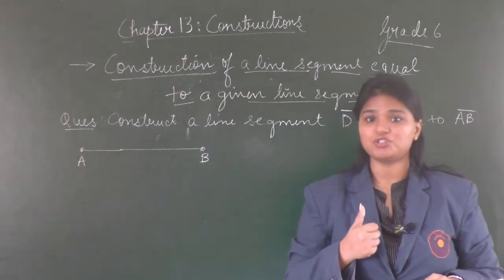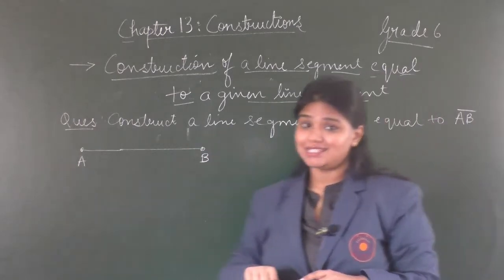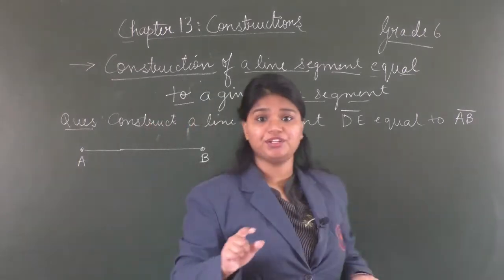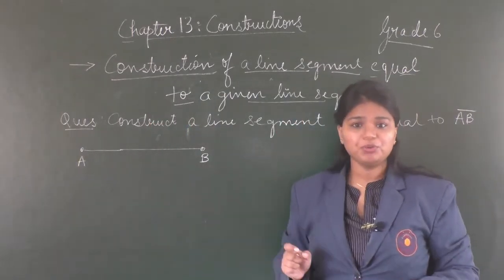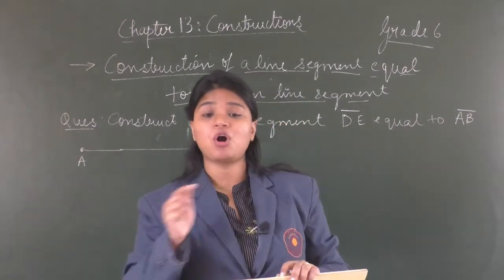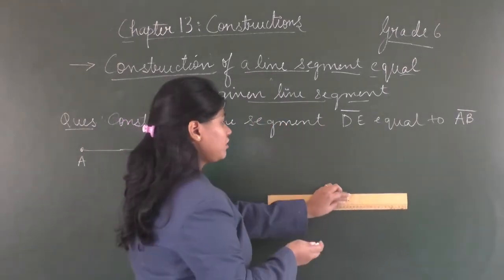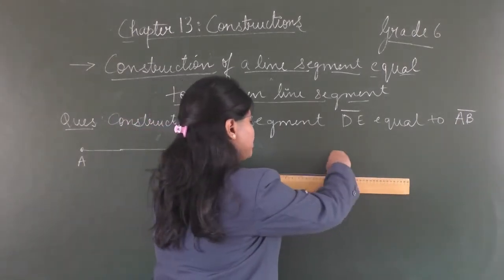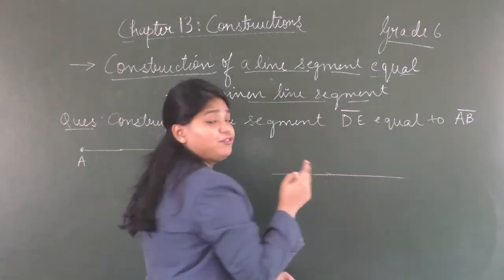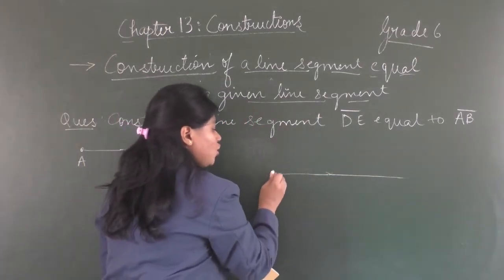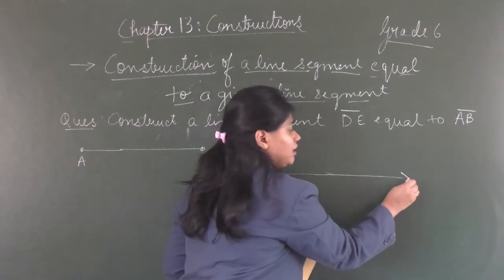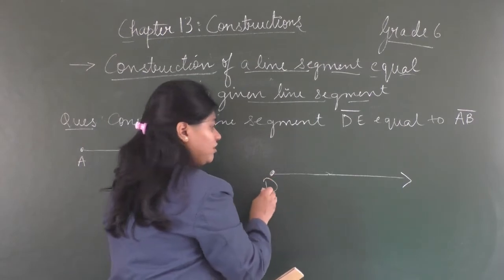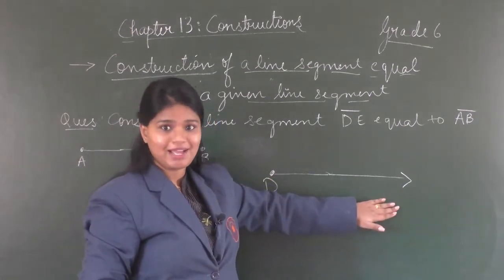So here there is a question which says construct a line segment DE equal to AB, and here they have provided you AB. Now what you will do, first we will draw a ray. So you have to keep your scale and mark a straight line, and for a ray we know that there is one end point, right? Next is an arrow. So one end point can be named as D, right? And we can leave the other part as it is.